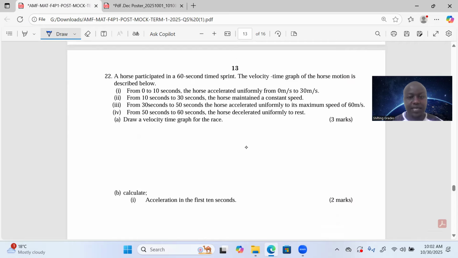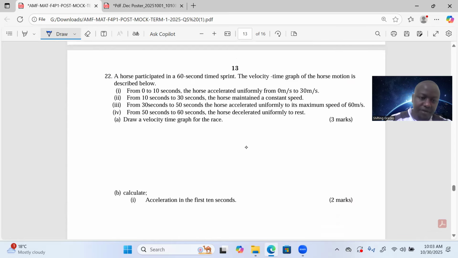From 0 to 10 seconds, the horse accelerated uniformly from 0 to 30. From 10 to 30 seconds, the horse maintained a constant speed. And from 30 to 50, the horse accelerated uniformly to its maximum speed of 60. Then from 50 to 60, the horse decelerated uniformly to rest. Draw velocity time graph for the race.